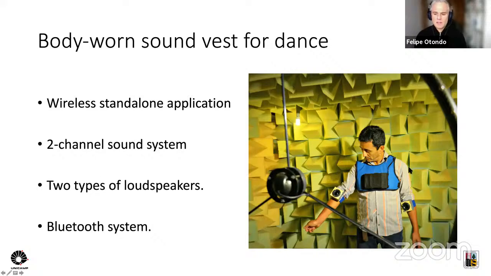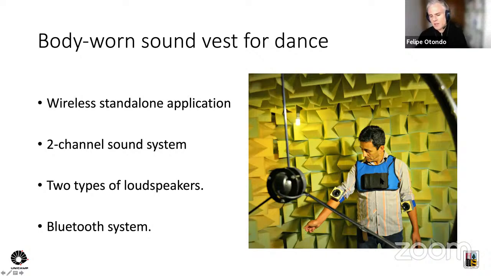We took the sound system later to the anechoic chamber, and basically we made some measurements. I'll give a few technical details of the system. This is a wireless standalone application. As you can see, there are two small loudspeakers on the arms and one larger loudspeaker on the torso. This is all wired. This is standalone and wireless. We have a pack of batteries in the back and a Bluetooth transmitter that allows us to connect to a laptop. This is a two-channel system. That means that one channel goes to the arms and the second channel goes to the torso speaker.